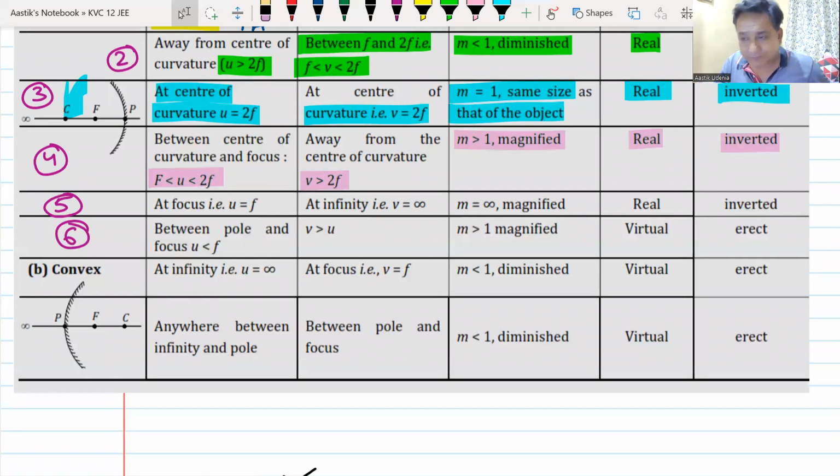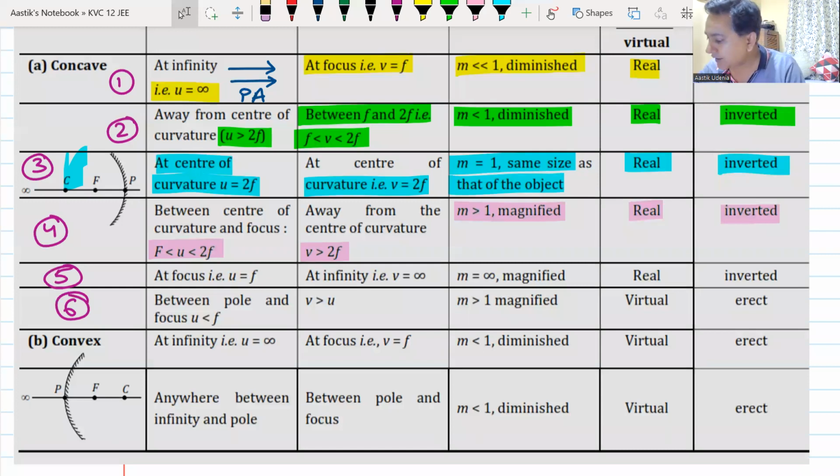This is case number 5. And if you look with all your eyes open, let me tell you my way of remembering it. You look at case number 2 and you look at case number 5. From where I see, are they opposite of each other? Oh, sorry, not 2 and 5. 1 and 5.